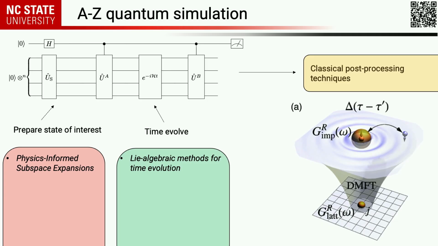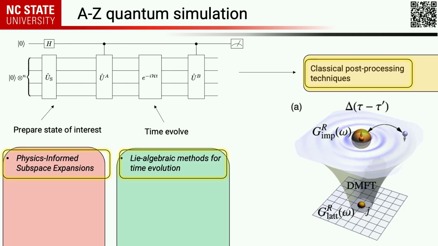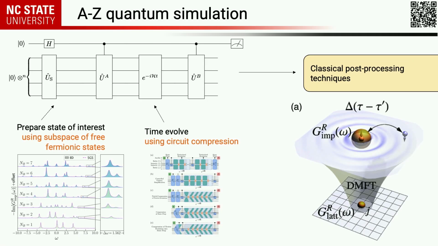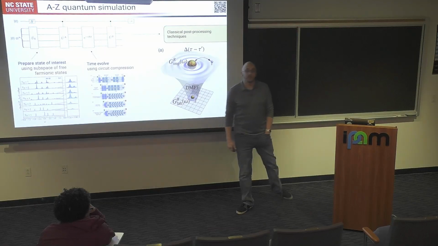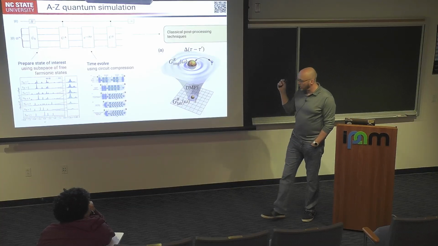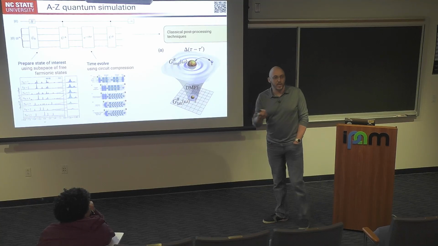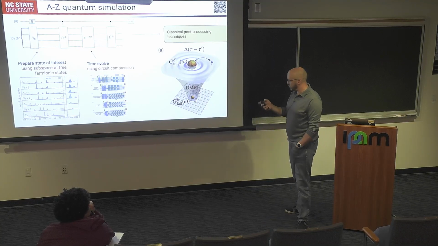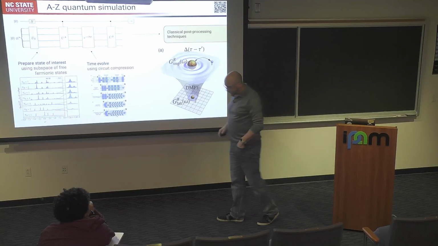We're going to use some subspace expansions for state preparation, some Lie algebraic methods for time evolution, and then some classical post-processing techniques. What these look like is I'm going to build, very similar to what Matt just did, a subspace, except I'm going to pick free fermionic states to do that. It's Gaussian states, and there'll be a good reason for that. We're going to use some of our Lie algebraic methods to do a partial compression of the time evolution. You cannot do a full one because it's an interacting model, and so therefore, okay, if I could compress this, then quantum mechanics would be easy, and it's not. So this is not possible. So these are the things I'm going to tell you.